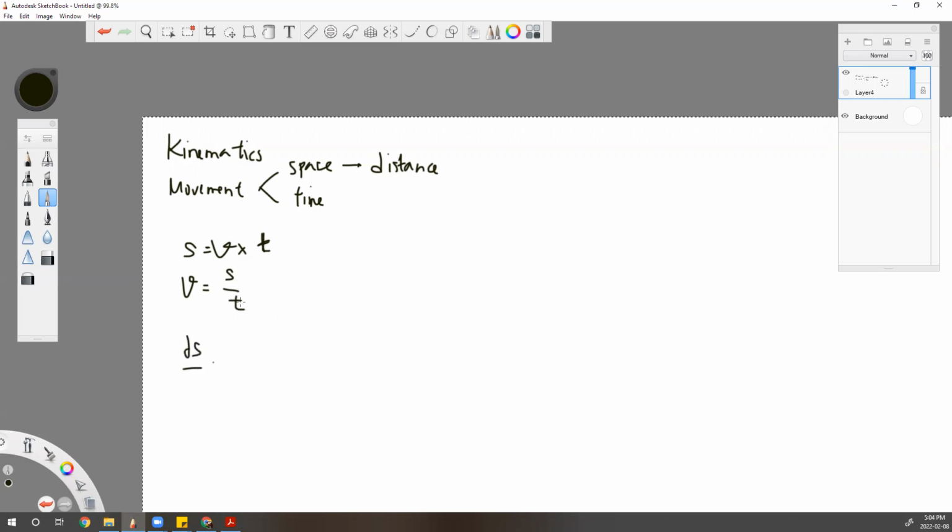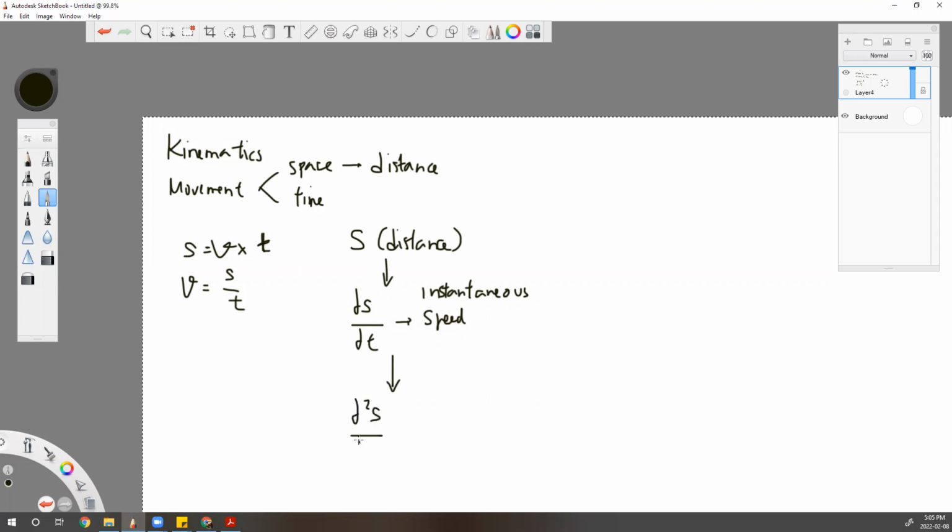When we take the derivative ds over dt of s, the distance, we get the speed, or instantaneous speed, or the speed at a certain time. And if you take the second derivative, d squared s over dt squared, you will get the instantaneous acceleration.